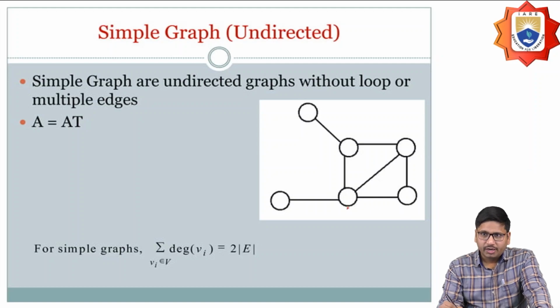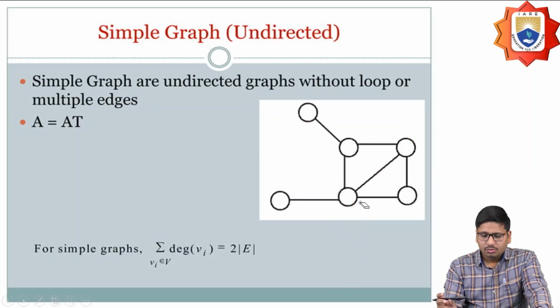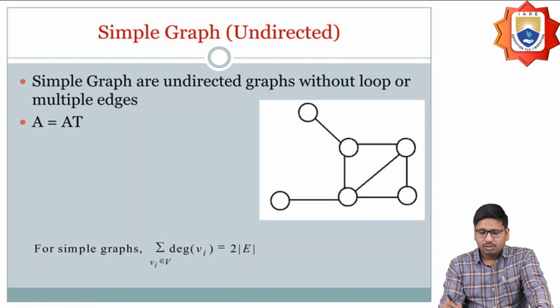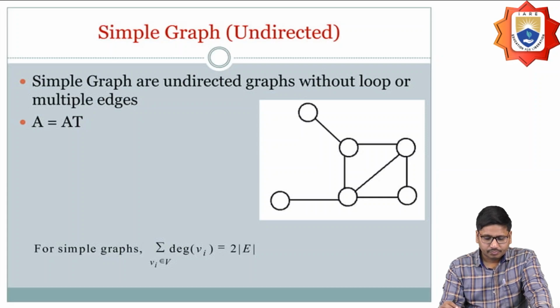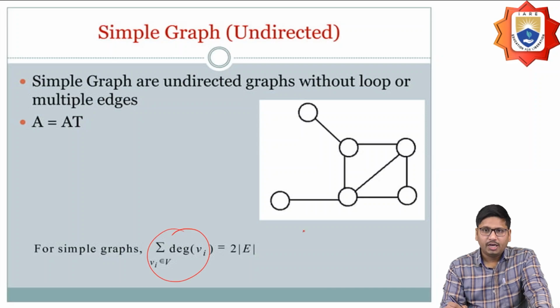Normally some graphs have self loops like this, and some graphs may also have multiple edges. So this kind of graph may not be called a simple graph, since it has multiple edges and self loops. The graph with no self loops and no multiple edges is called a simple graph. In a simple graph, the sum of the degrees of Vi should be 2 mod E.